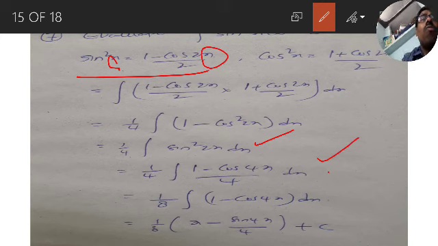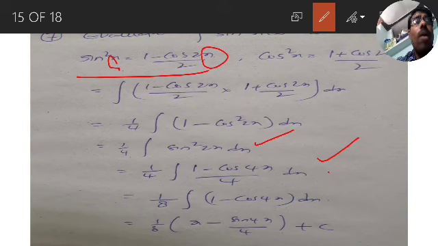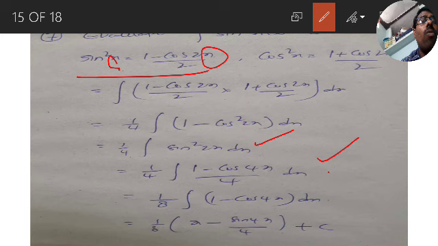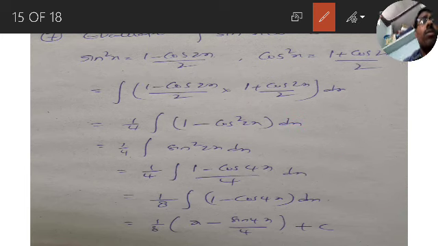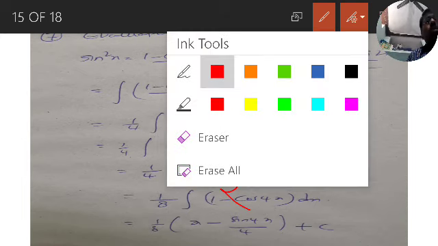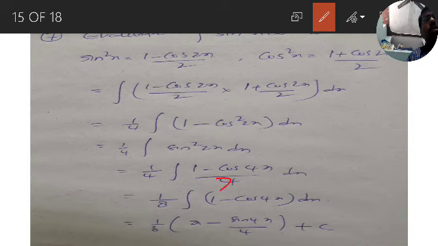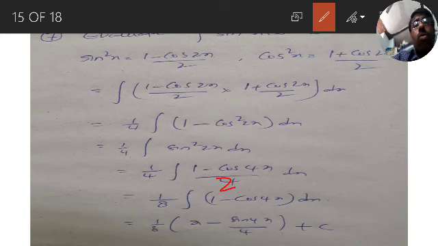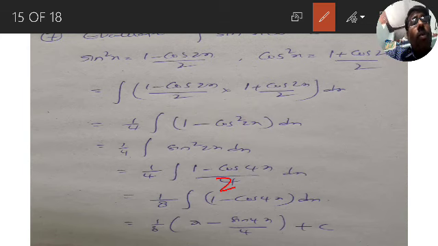So what is that? 1 by 4 integration of 1 minus cos 4x by 2. Sorry, it is 2, not 4. That is 2. 1 minus cos 4x by 2. Denominator 2 outside, that is 4 into 2, 8, so 1 by 8 integration of 1 minus cos 4x into dx. Integration of 1 into dx is x.